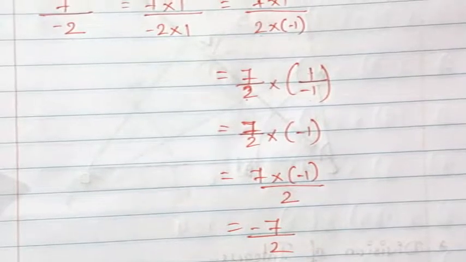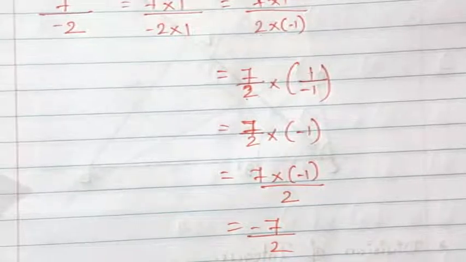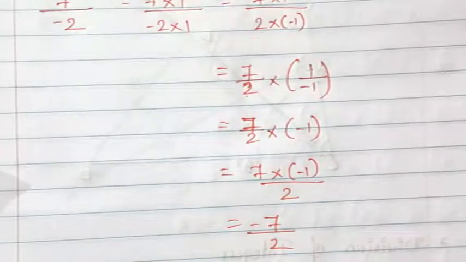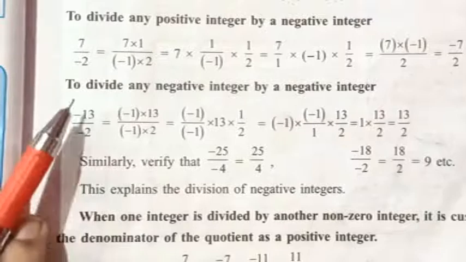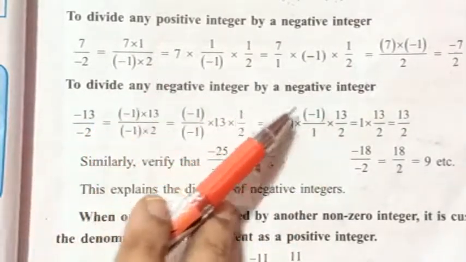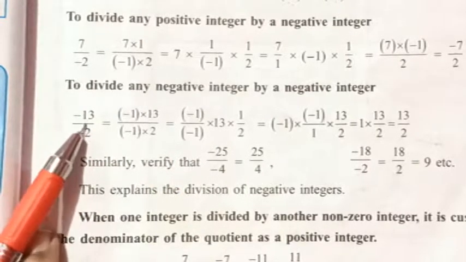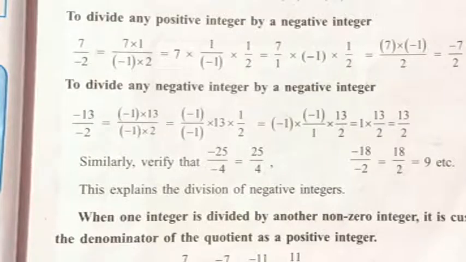Is that clear? Have you converted the positive integer by a negative integer? Okay. Now students, the next is to divide a negative integer by a negative integer, that is, both are negatives. So how to divide it? It is given -13 upon -2. Now let us solve it. Both the numbers you have to convert into positive.